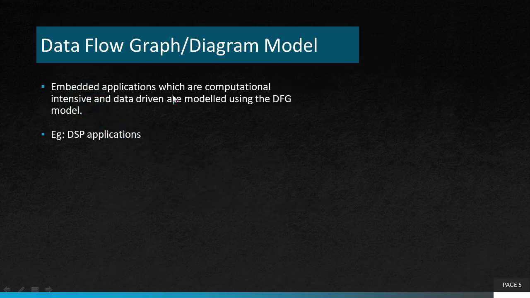Then embedded applications which are computation intensive and data driven are modeled using the DFG model. So there are mainly 2 points: the embedded applications must be computation intensive and data driven. Then we can model this type of embedded applications using our DFG model. The main example is the DSP application, that is digital signal processing application, like image processing. These are the examples.